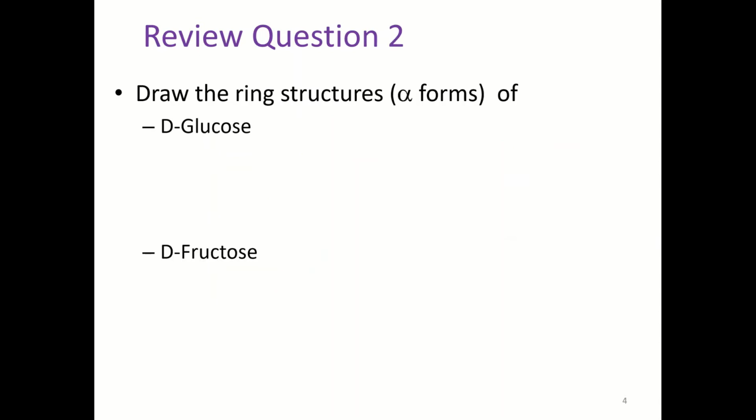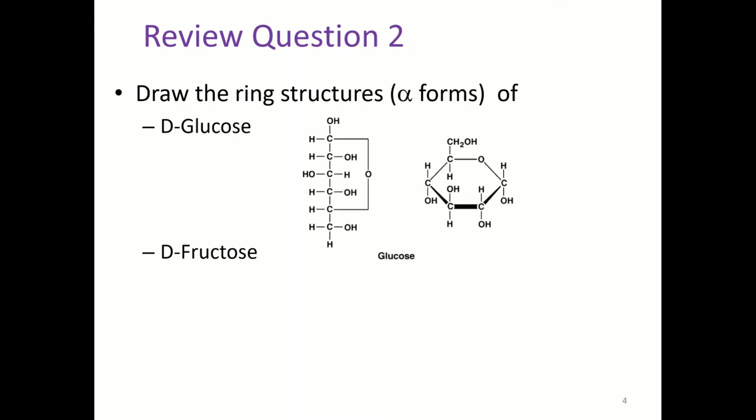Second review question: draw the ring structures in the alpha anomers for D-glucose and D-fructose. Okay, so how do you answer this? Well, I think it really helps to draw the Fischer projection first. Okay, so we draw the Fischer projection. Then from the Fischer projection for glucose, you make a connection using the OH group at carbon 5.